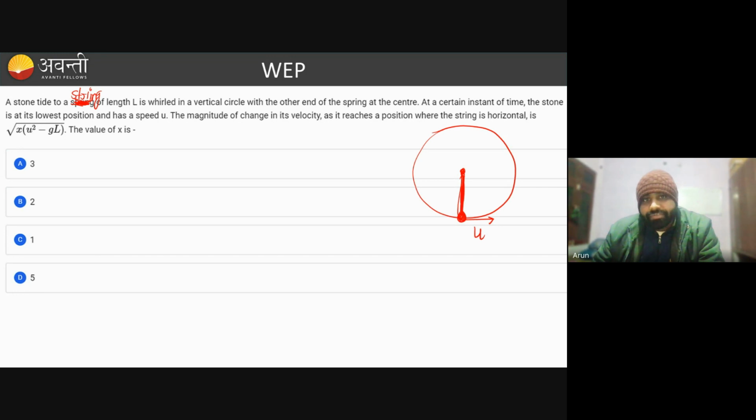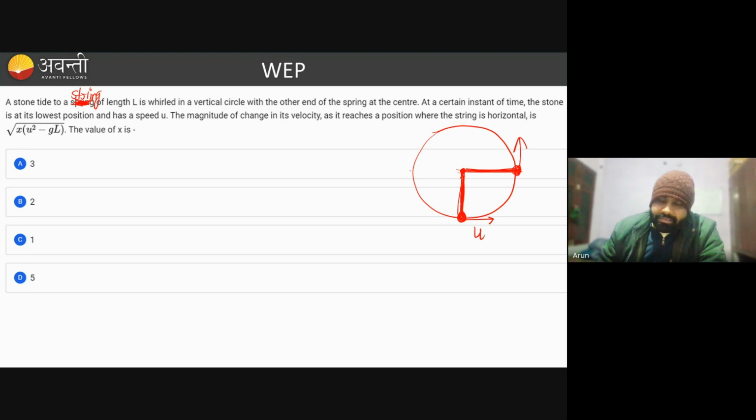Now the magnitude of change in its velocity, as it reaches the position where the string becomes horizontal. So here is the position where the string becomes horizontal. It can also become horizontal here, but nothing is said about this, so we will assume it for a small. Only the sign will change, so do not worry about that. You can consider it here.